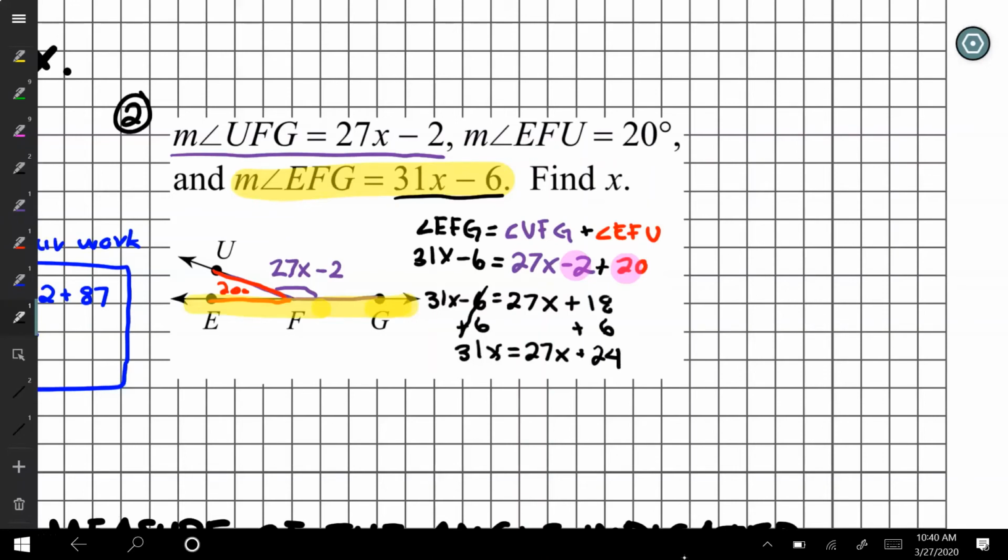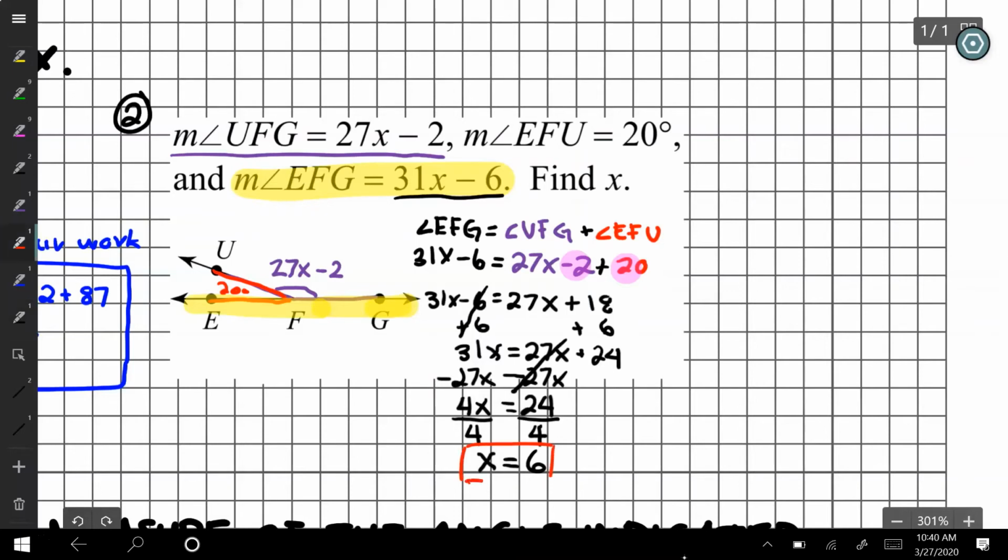Alright, and now I want to get all my x's on one side. Because 31x is already by itself, I'm going to get rid of the 27x on the right side so that I don't wind up with 0 and also negatives. So I'm going to subtract 27x from both sides. That's going to cancel, which is just going to leave me with 24. 31 minus 27 is 4x. Last step is to divide by 4 on both sides to get x by itself. 24 divided by 4 is 6.